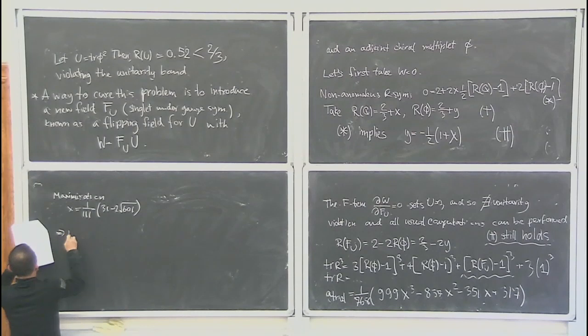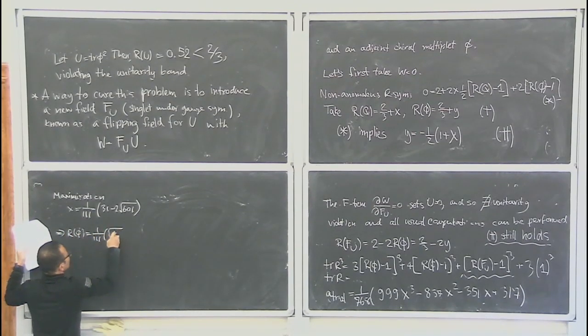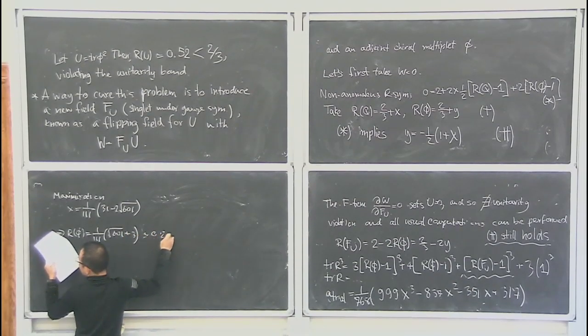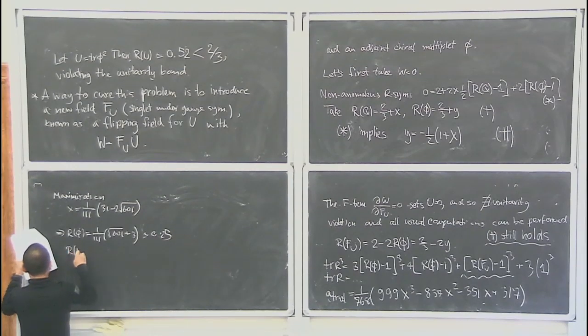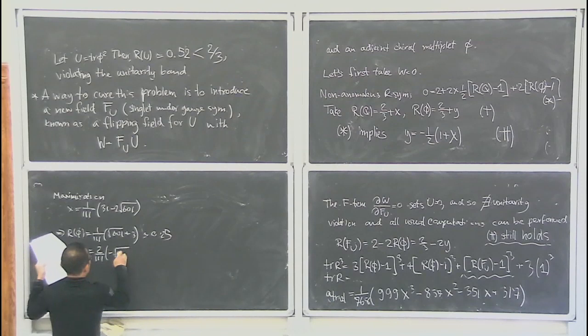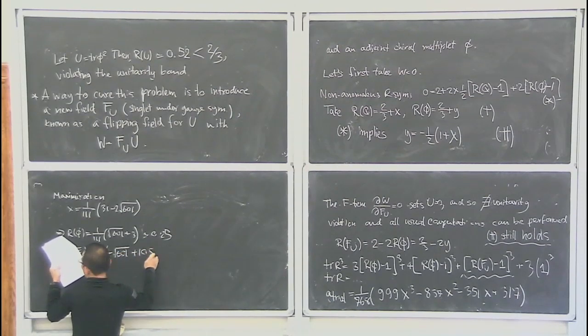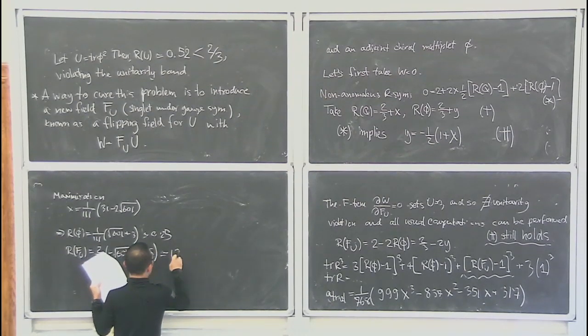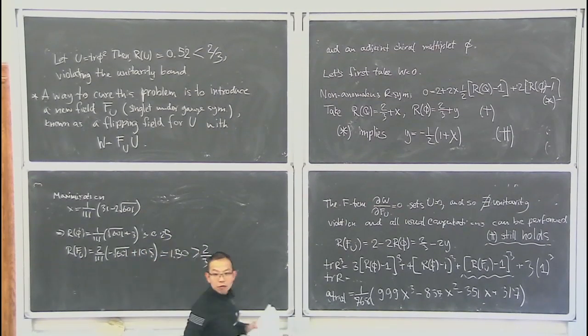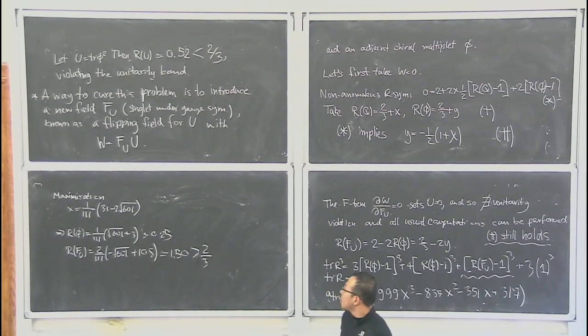And this leads to R of phi being 111, 601 plus 3, which is approximately 0.25, and R of FU is 2 over 111, this number, which is approximately 1.50, which is greater than 2/3. Okay? Now you should use FU. Okay, fine. This is good.